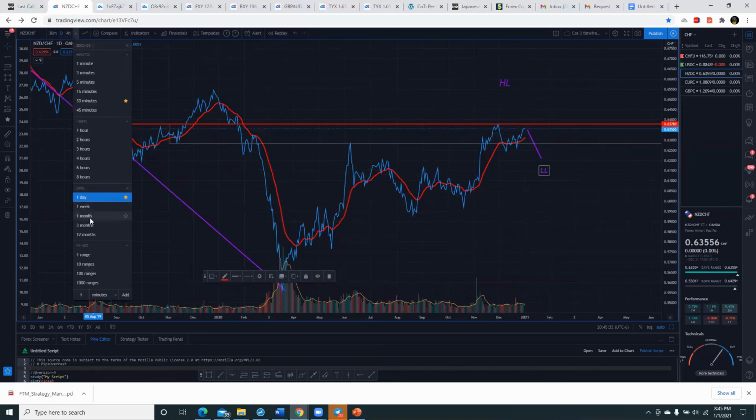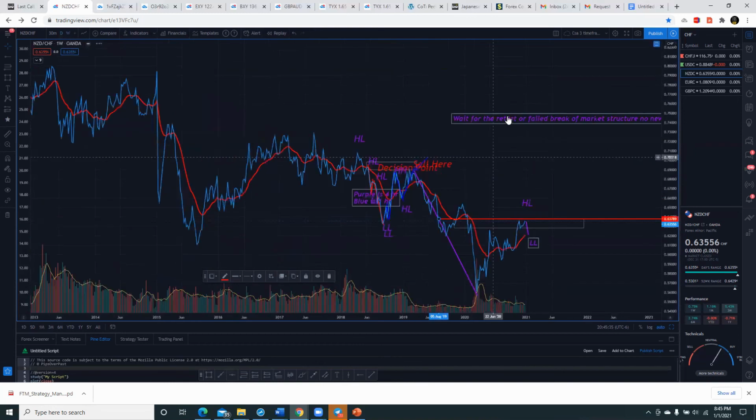So NZD CHF is looking like there's a potential for a great move to the downside. And we're going to let market structure confirm this. And that will be the walkthrough.